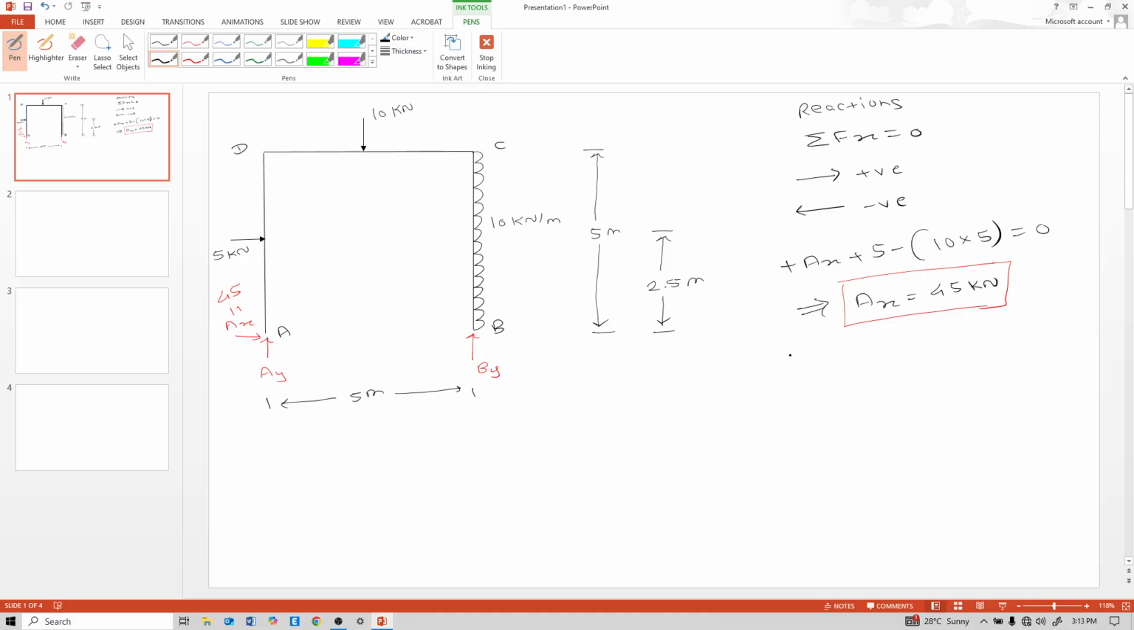Now calculate summation of forces in y direction equal to 0. Upward force positive and downward negative. So upward positive Ay plus By minus 10. These three vertical forces come: Ay, By, 10. So positive Ay, positive By minus 10 equal to 0. Therefore Ay plus By equal to 10 kilonewton.